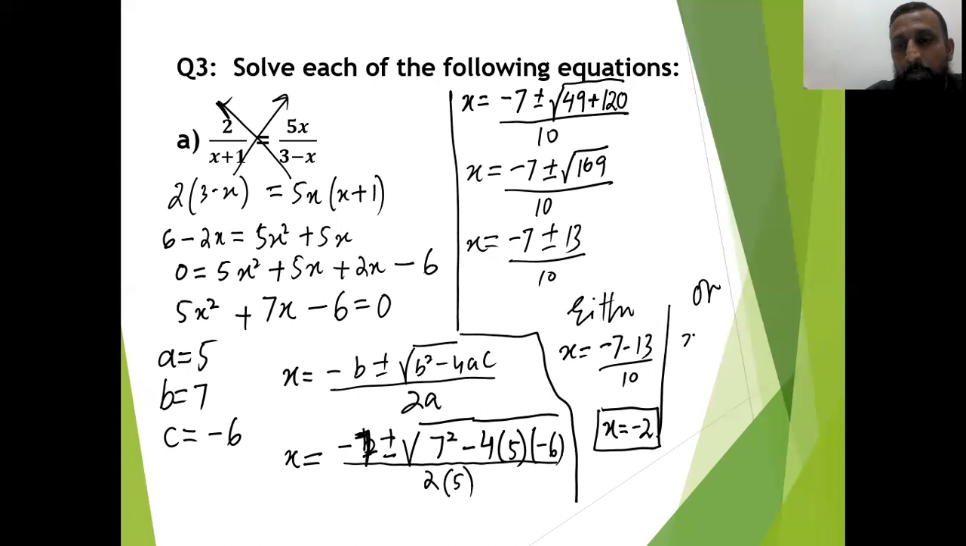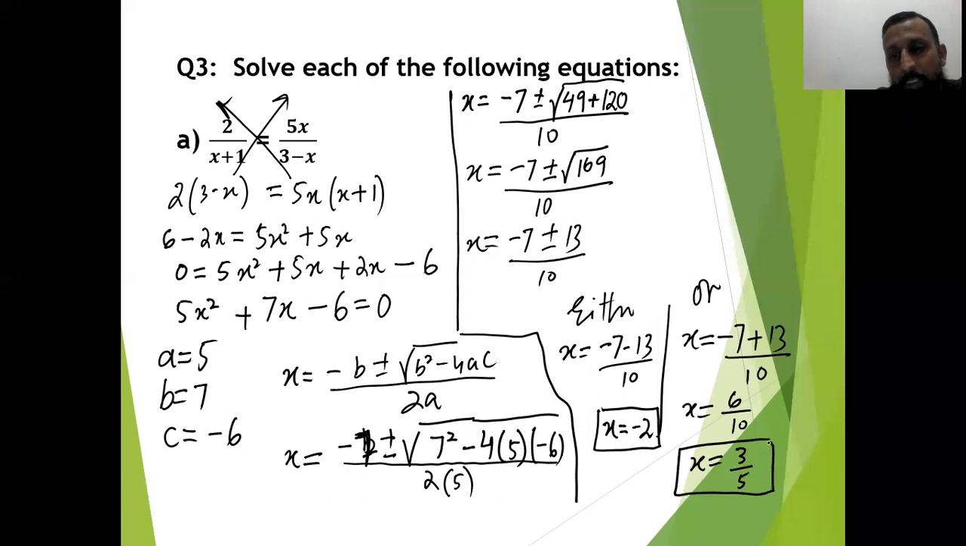And then the other part of the solution, x equals negative 7 plus 13 upon 10. So we can simplify this. 13 minus 7 makes positive 6, and then positive 6 upon 10. You can give your answer in decimal, you can give your answer in fraction. 2 3s are 6, 2 5s are 10, 3 upon 5. Or you may write it as 0.6. Both the answers are acceptable.